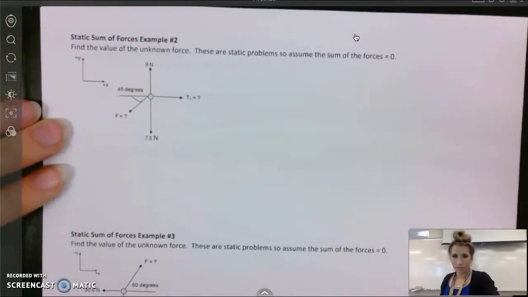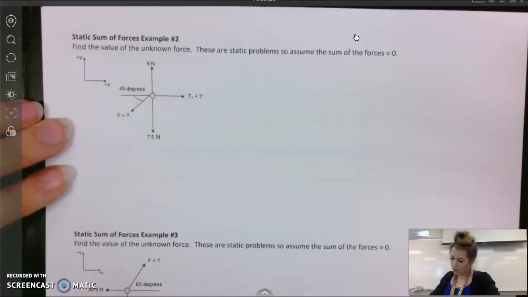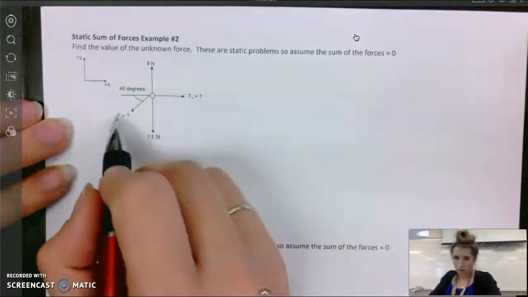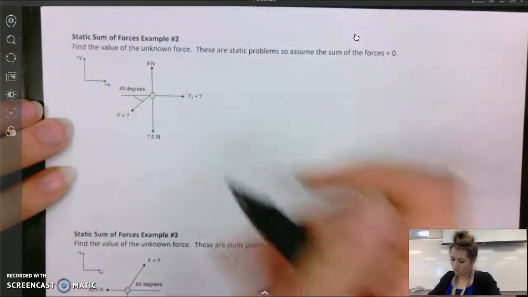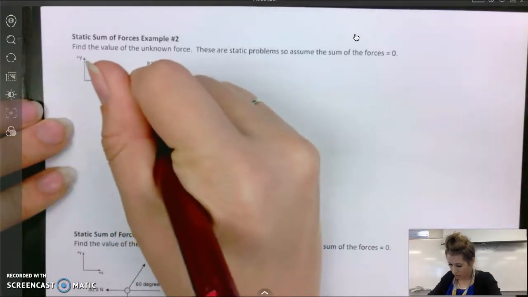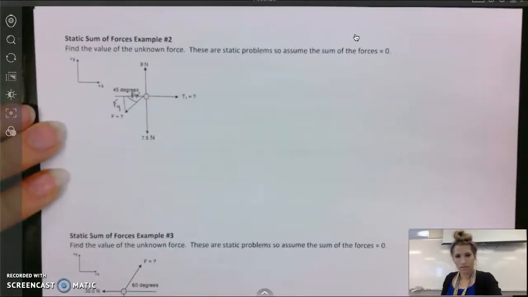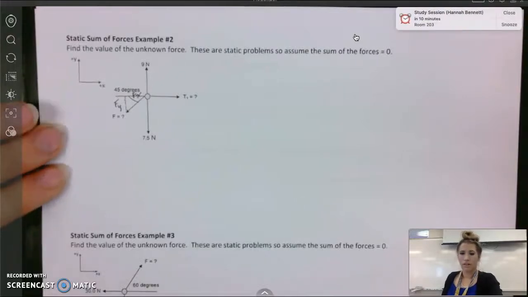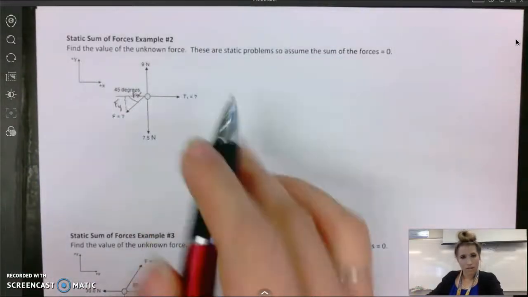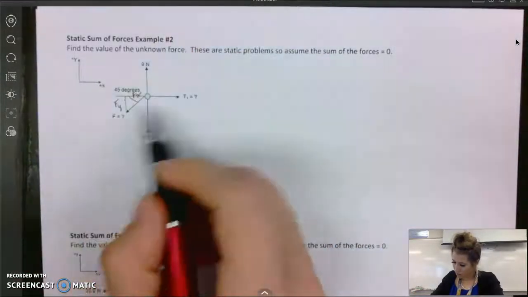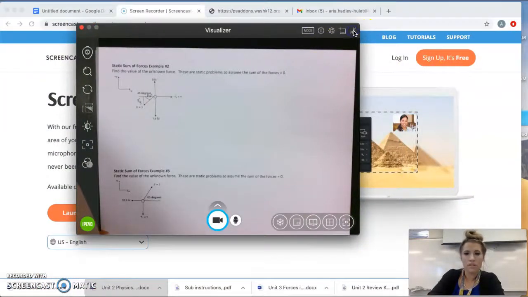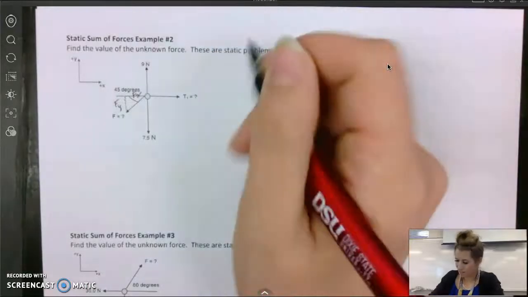Example number 2, static problem again. Find the value of the unknown force. So our unknown force is right here. Okay. Now this unknown force is going to have an x and a y component, right? So we can have this force in the y direction and then the same force in the x direction. Okay. And look, we have another unknown here that we're going to have to keep in mind. So we need to solve for both of those. Okay, where are we at on time? Okay, let's just set up the problem. Well, kind of like I said with the last one, we'll finish it next time.